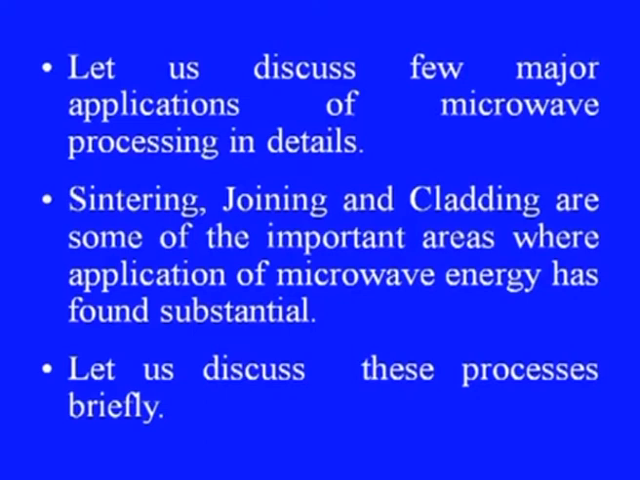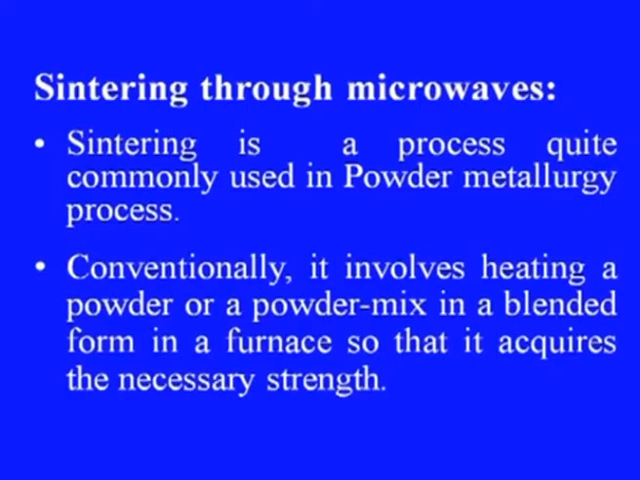Now, let us discuss a few major applications of microwave processing in detail. These processes include sintering, joining, cladding, which are very important areas where the application of microwave energy has been found to be substantial. Let us discuss some of these processes briefly. Let us first take sintering using microwaves. As we know, sintering is a process quite commonly used in powder metallurgy.